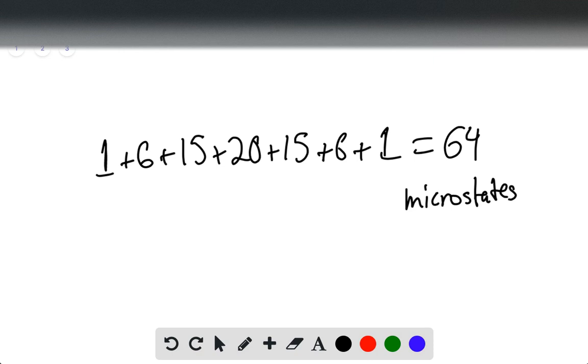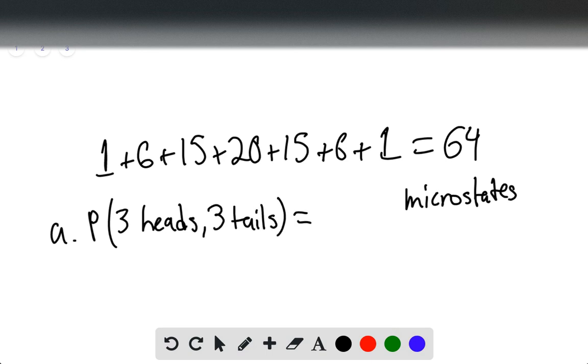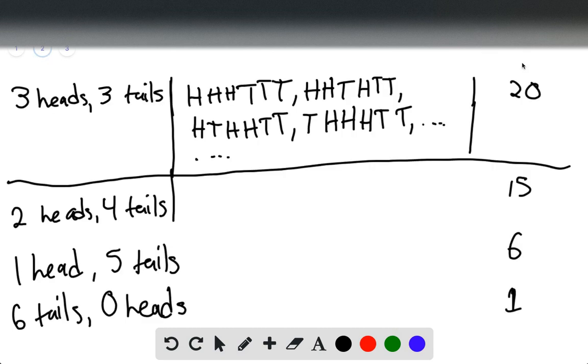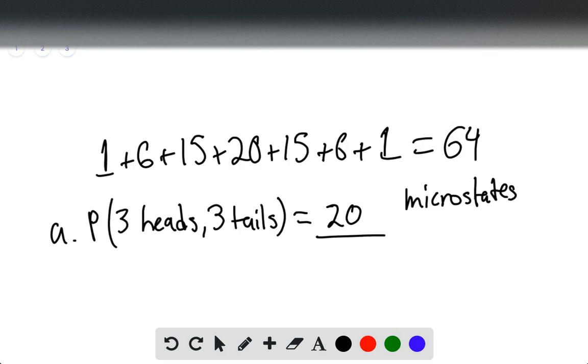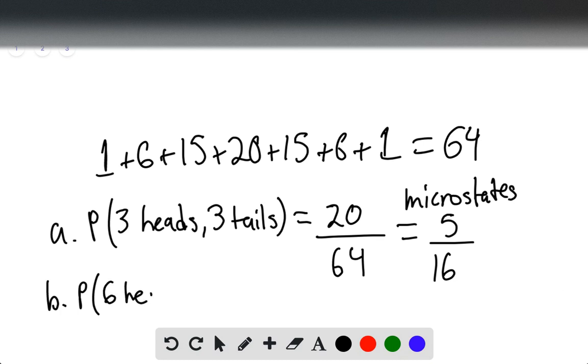And then the question is asking, what's the probability of obtaining 3 heads? So the probability of 3 heads, 3 tails is simply going to be equal to the total number of microstates of that section, so 20 microstates, divided by the total number of microstates, 64. So this will be 5 over 16. That'll be the probability. And then for B, it's asking us for the probability of 6 heads. And there's only 1 microstate, so this will be 1 over 64. So these will be our 2 probabilities.